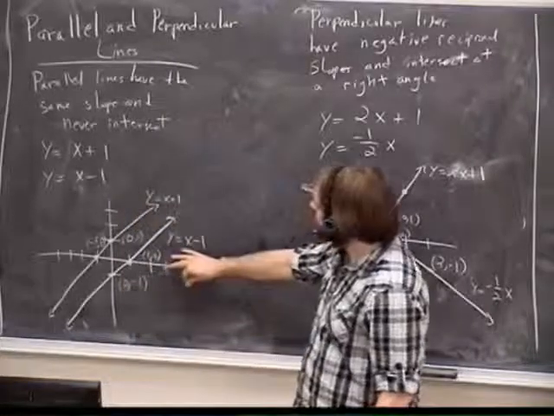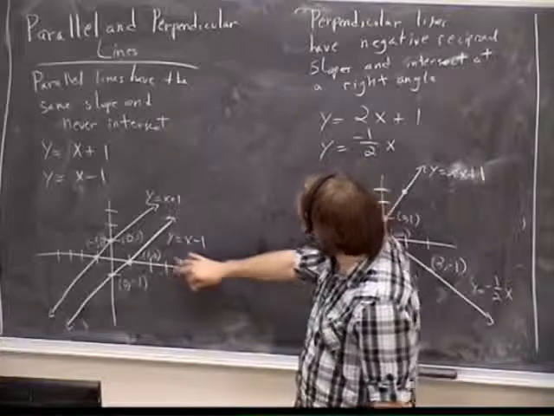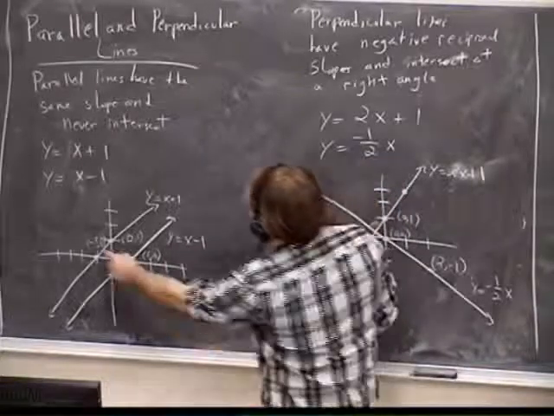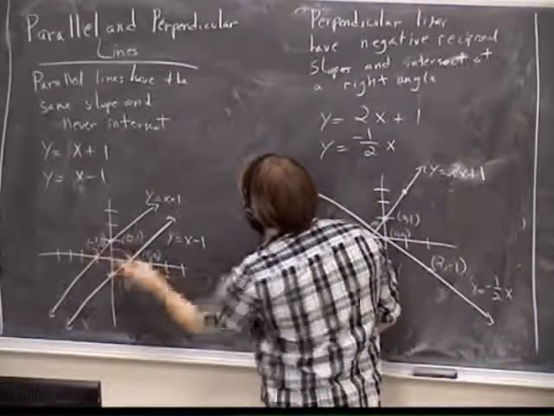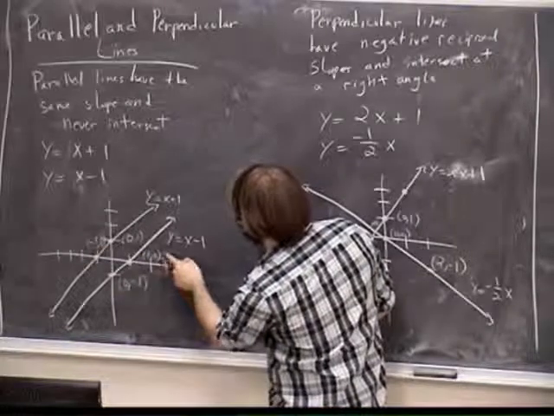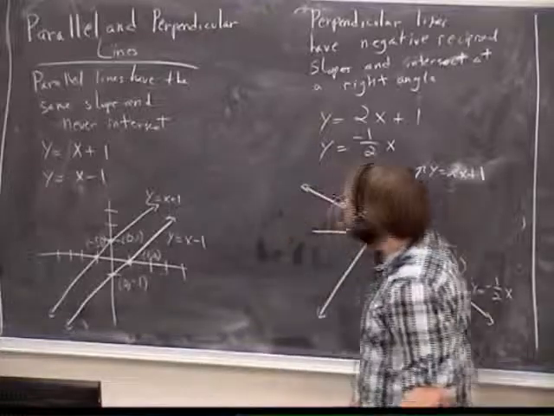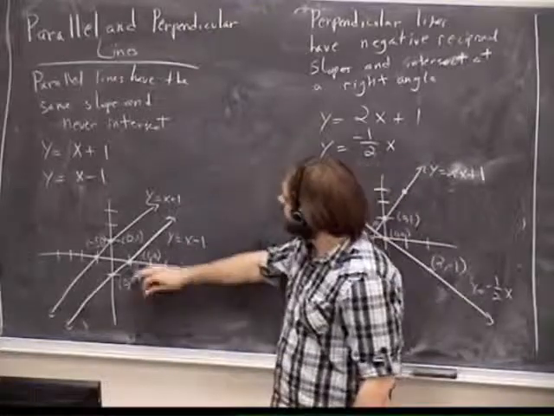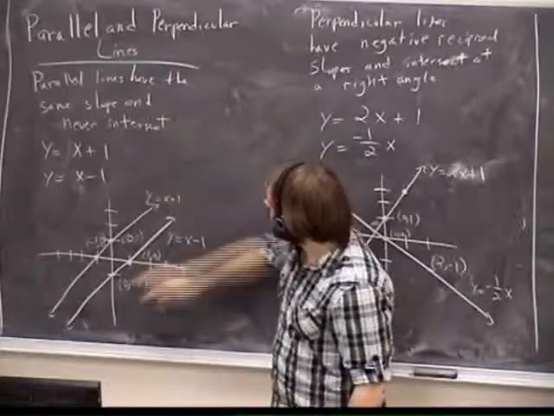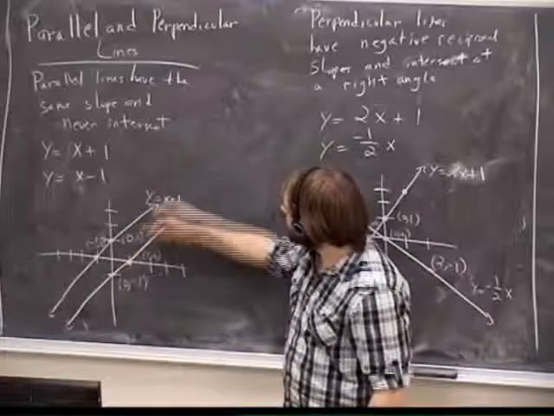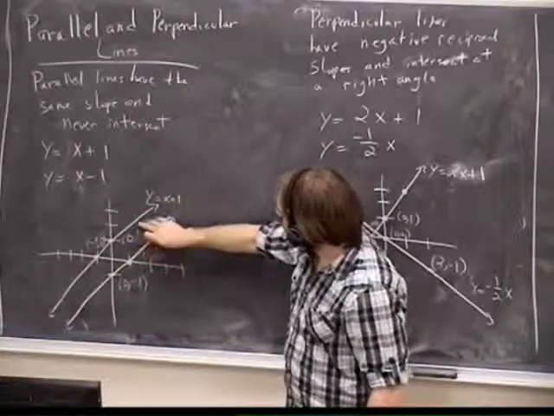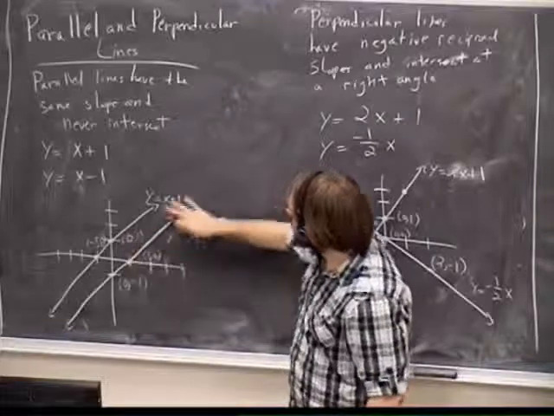So again, I graphed these just like I described the last time. I found 2 points on the line. Here are the 2 points for y equals x plus 1. Here are the 2 points for y equals x minus 1. And then I connected those points in a line. And as we see, these lines are parallel because they have the same slope and they display the same behavior I set up here. They never intersect. They just run alongside each other the whole time.